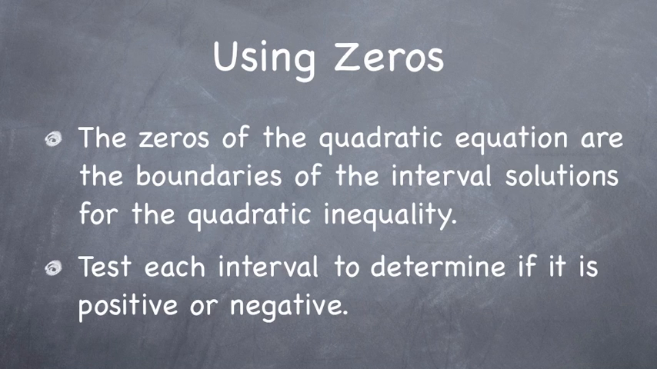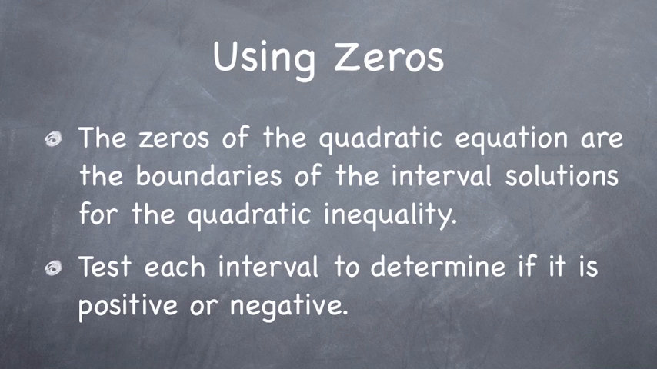So the way this is going to work is, regardless of how we do it, whether by factoring, completing the square, or the quadratic formula, we are going to use the zeros of the corresponding quadratic equation. So if we're given a quadratic inequality, if we just replace the inequality sign with an equal sign, that's the corresponding quadratic equation. Once we find the solutions to the corresponding quadratic equation, those are going to be the boundary points for the interval solutions for our quadratic inequality.